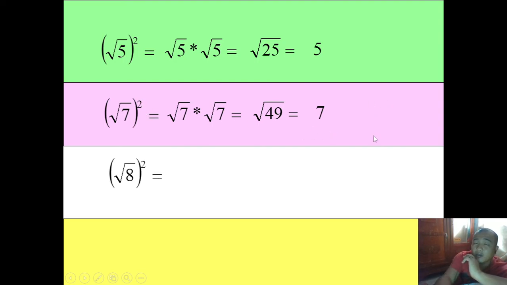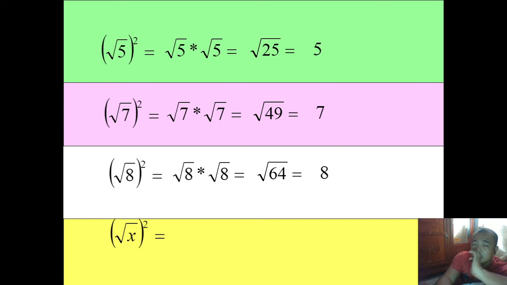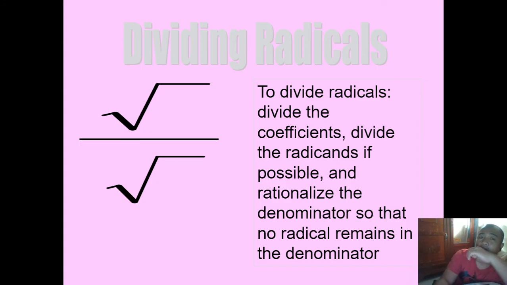The next one is square root of 8 times square root of 8. Square root of 64 is 8. Square root of x, quantity squared, is square root of x times square root of x. Square root of x squared, the answer is x. Or just simply take away the index and the exponent, as well as the radical sign. Okay, that's how we multiply.